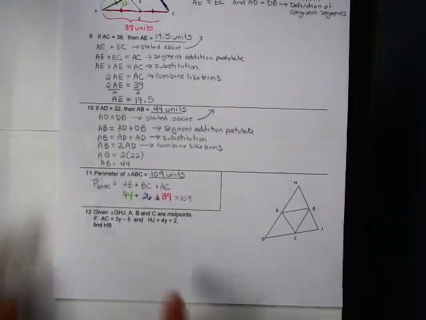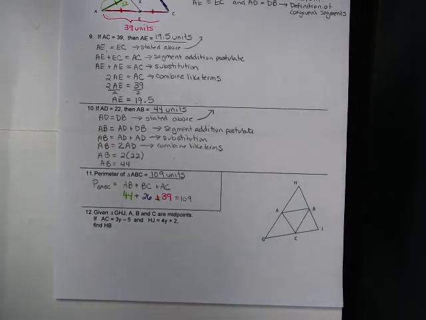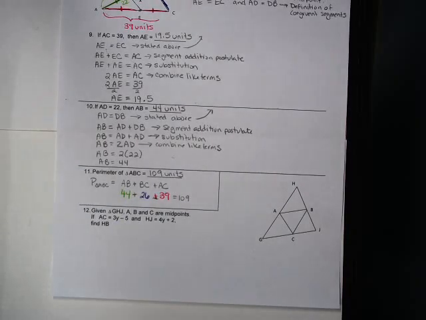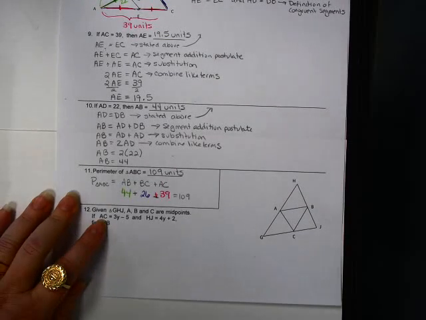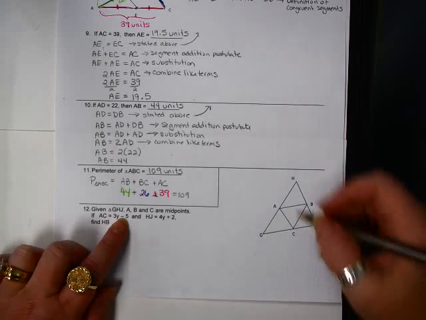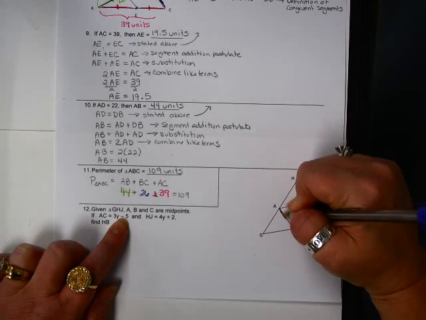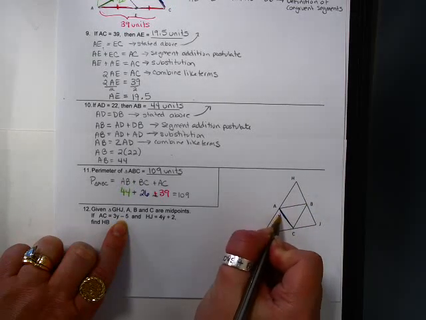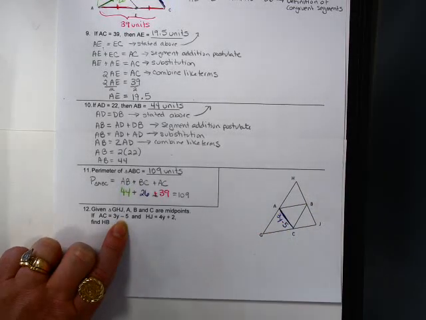Okay. Next, number 12. On number 12, I am told that I'm given a triangle GHJ, and I am told that A, B, and C are the midpoints. I'm also given a little bit more information. I am told that AC is equal to this algebraic expression, 3y minus 5. So I'm going to take a color and I'll mark AC in purple, and I'm going to label it 3y minus 5.